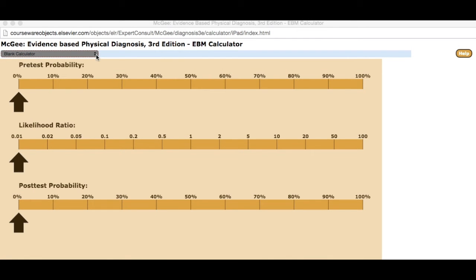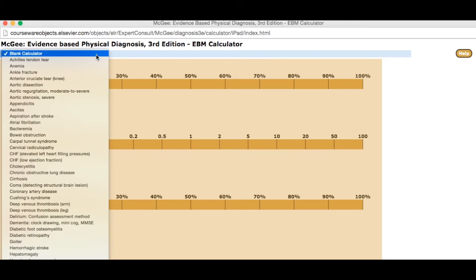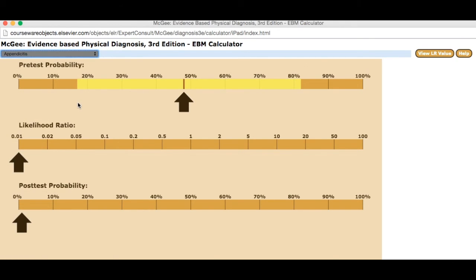Here we are back at McGee's evidence-based physical diagnosis calculator. This time from the drop-down menu we select appendicitis. Notice it gives you a wide range for pretest probability. You'll choose from somewhere in this range based on the patient's presenting symptoms, maybe based on their Alvarado score. Let's say we pick 60%.